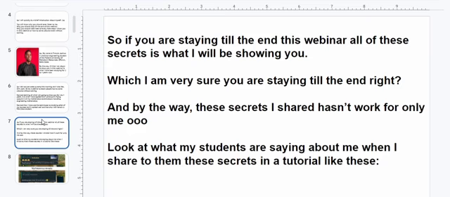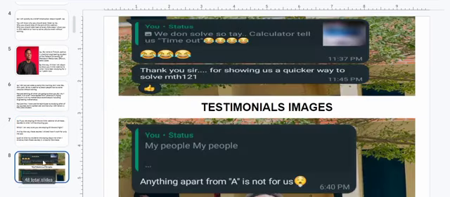Look at my students. Look at what they have been saying after I shared this secret with them in a tutorial just like this. You can see this image at the top here. It was like, thank you, sir, for showing us a quicker way to solve maths 101. This was last year. After showing them a quicker way of solving mathematics 1, it was like, thank you very much for showing us. I gave him a thumbs up, and after this guy wrote his exam, it was like anything apart from A is not sure for us.